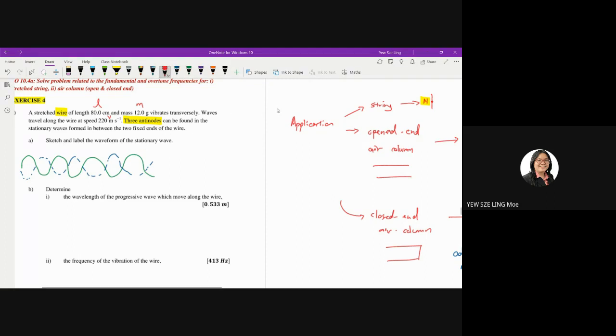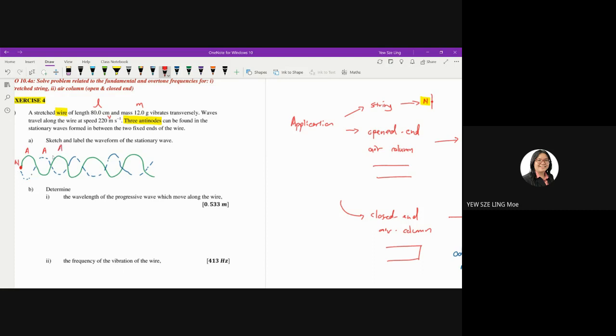And now, what are you going to do? If you know that when it comes to a string, you should have nodes on both ends, then you can take here as a starting point. So this is the node. According to the questions, you need 3 antinodes between 2 nodes. So this is your node. The first antinode is right here, the second antinode is here, and the third antinode is here.